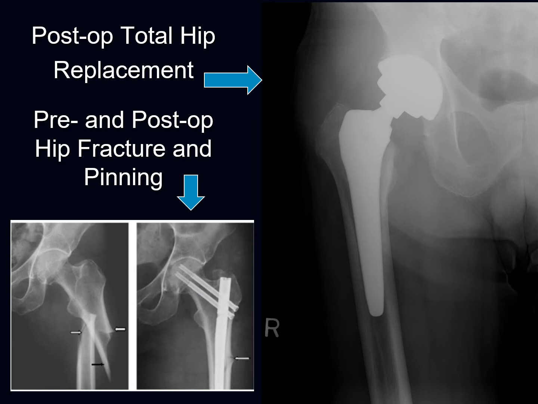These are images of the hip. The image on the right is showing you what a total hip replacement looks like after surgery. The two images on the left are showing you the before and after images of someone who had pins placed in their hip to fix a fracture.